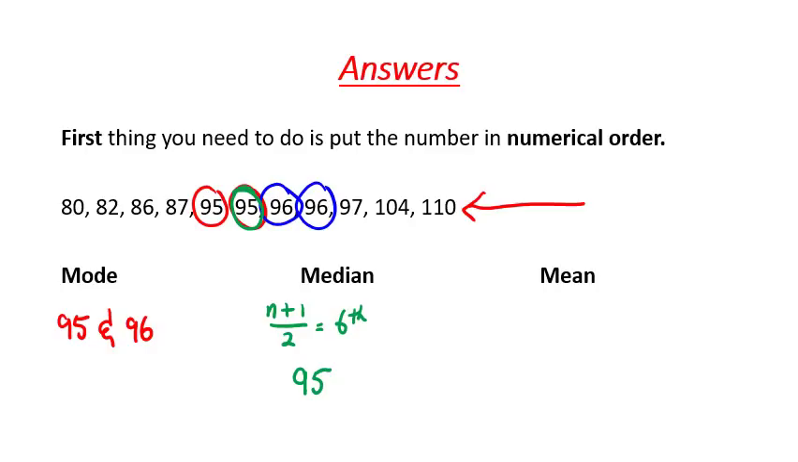And remember our mean, you add up all the values and you divide by how many numerical values you've got. So if we add all these values together, we end up with 1028. And if we divide that by 11, because that's how many values we've got, that's going to give us an answer of 93.45 points per game.